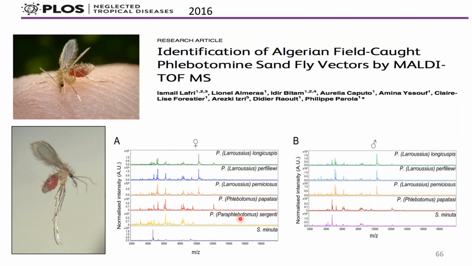Here you can see the species that we have included that are vectors of Leishmania, which is a neglected tropical disease found in tropical countries. And I'm pretty sure that if people had a more affordable and easy way to monitor Leishmania through sandflies, it would change a lot of things.